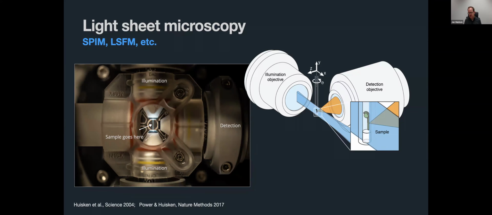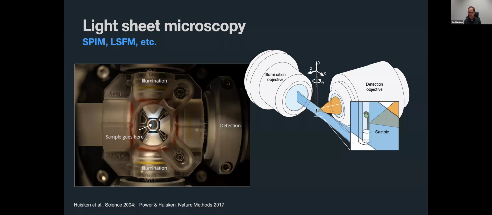And there's a number of different flavors of light sheet nowadays. I'm not going to review all of these. We used to call it SPIM, selective plane illumination microscopy. Now it's mostly referred to as light sheet fluorescence microscopy, or LSFM. Call it whatever you want. Ultimately, it comes down to these principles and these main advantages.